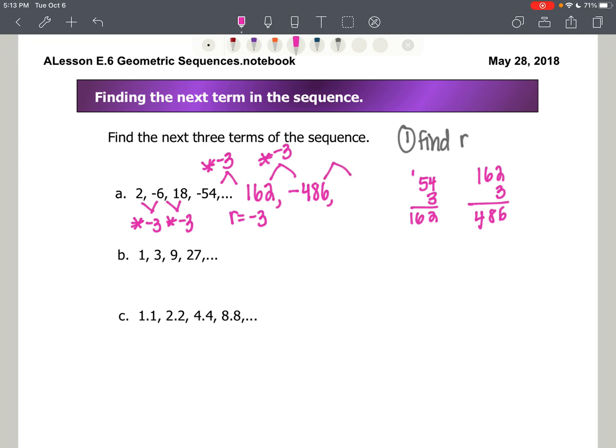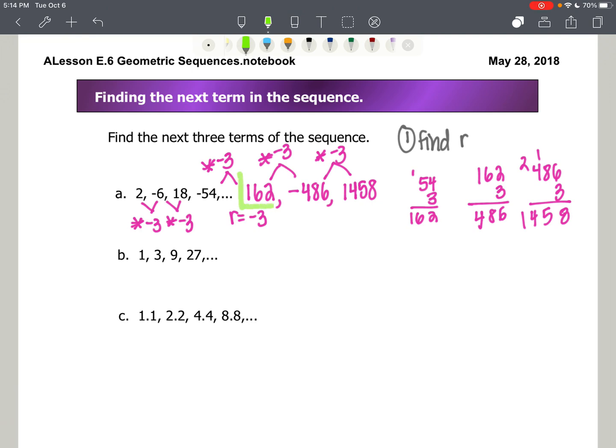When we multiply -486 times -3, 486 times 3, a negative times a negative will be a positive, and then we're going to end up with 1458. So the next three terms are 162, -486, and 1458.